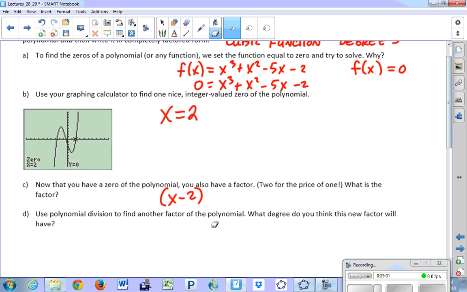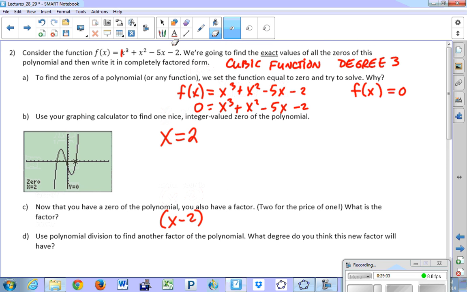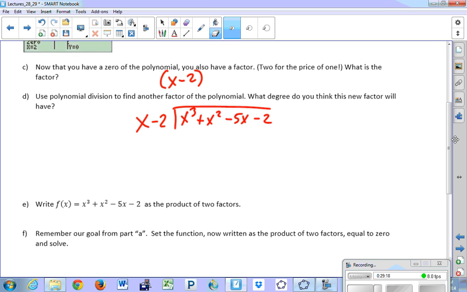So I now can use polynomial division to get the other factors. I'm going to divide this polynomial, x cubed plus x squared minus 5x minus 2, by x minus 2. You can either use long division or synthetic. The problem with synthetic is that your factor out here always has to have this form, x take away some number. So if you have a factor different than that, you could be in trouble.